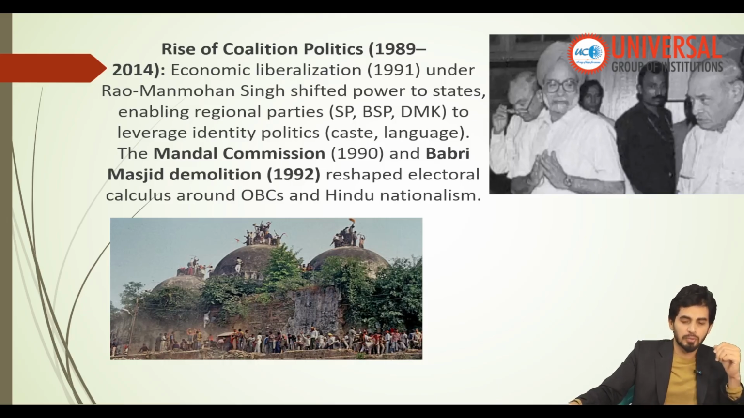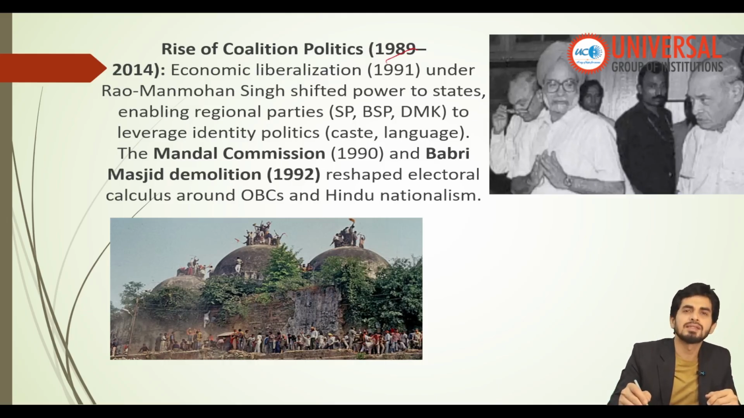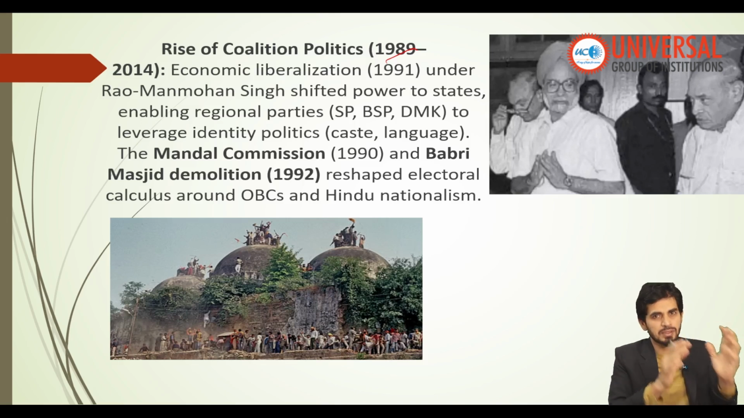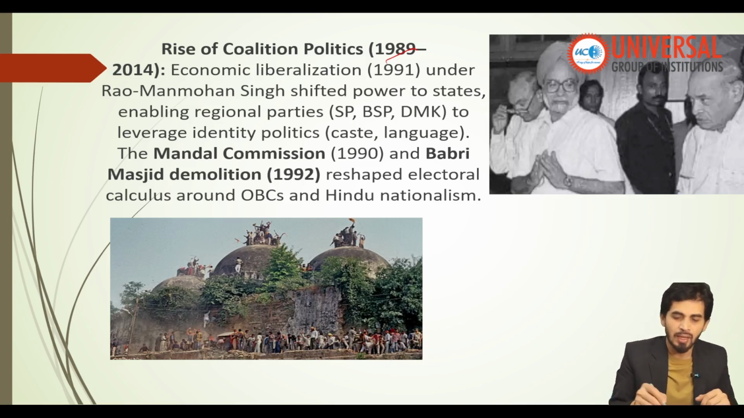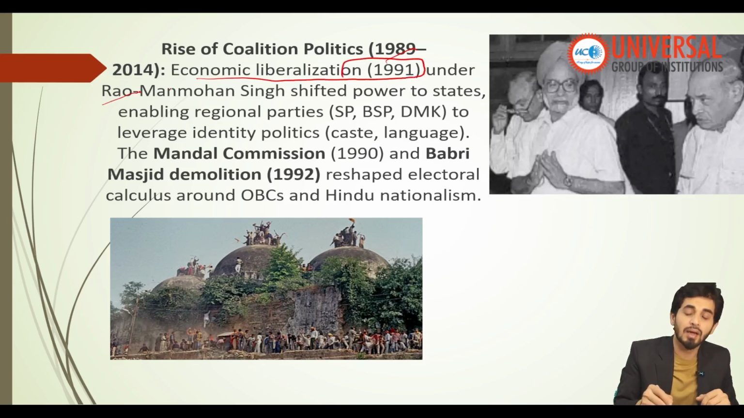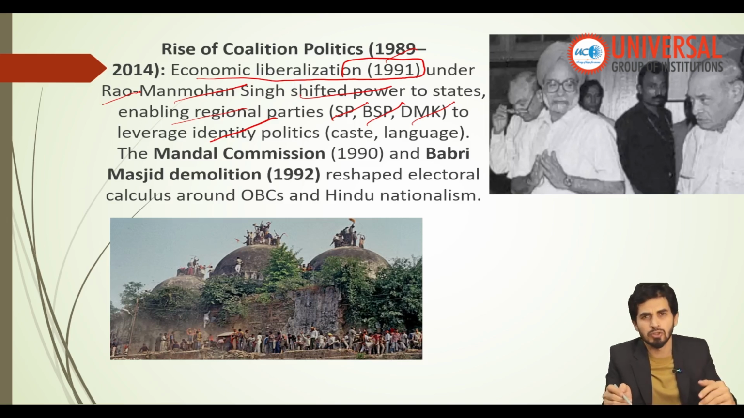And the rise of coalition politics happened in 1989, and it is still continuing, but in the year 2014, a thumping majority was given to one single party, that is the BJP, of course. And economic liberalization happened in 1991 under Rao and Manmohan Singh. Rao, that is P.V. Narasimha Rao, who was the then Prime Minister, and Manmohan Singh, who was the then Finance Minister, and they both worked together and shifted power to states, enabling regional parties, that is parties like SP, BSP, DMK, to leverage identity politics, that is politics on caste, politics on language.